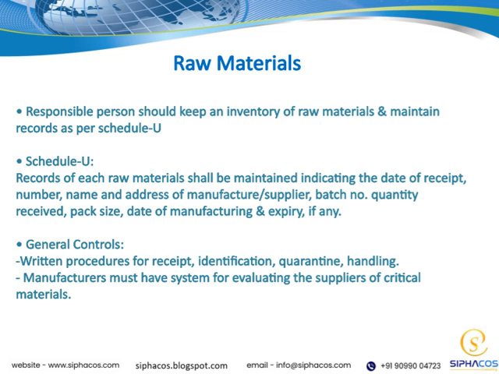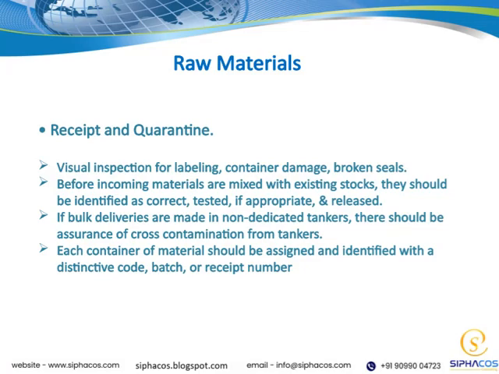quality and safety. When receiving raw materials, it's essential to perform a thorough receipt and quarantine process. This means visually inspecting the materials for proper labeling, ensuring there's no damage to the containers, and checking that seals are intact and unbroken. These simple steps help us catch any obvious issues early on.